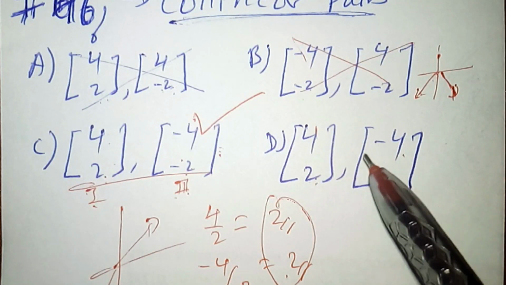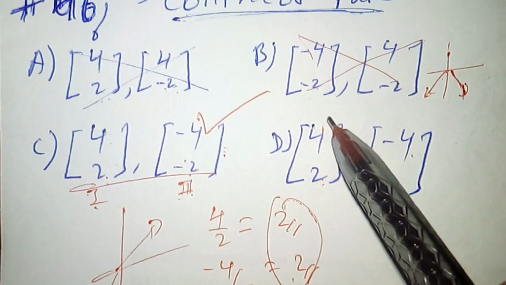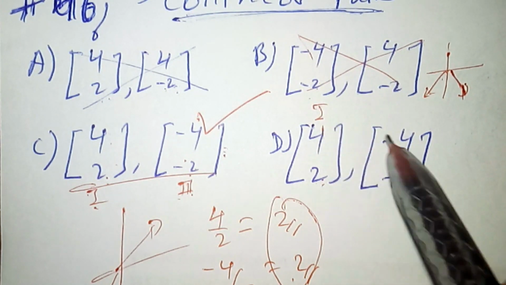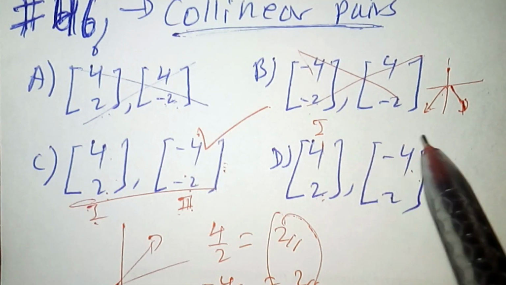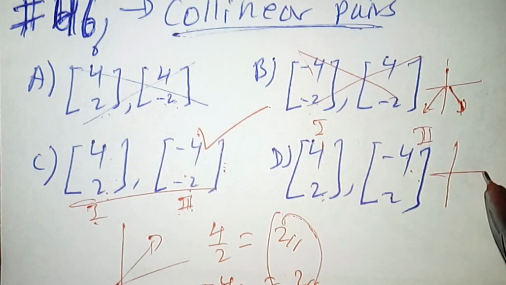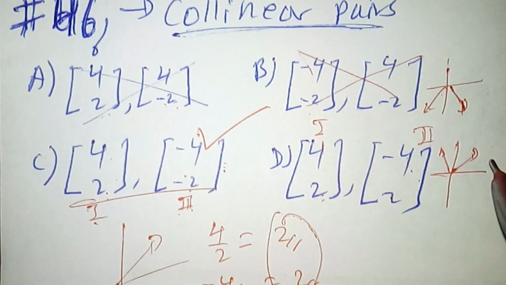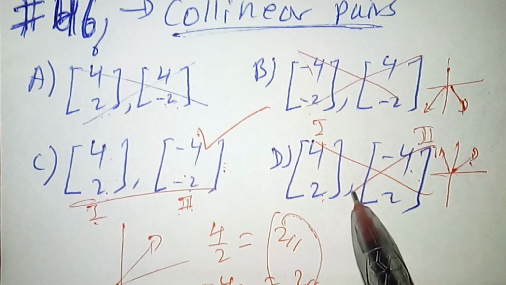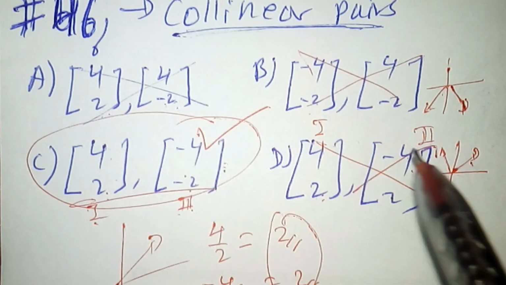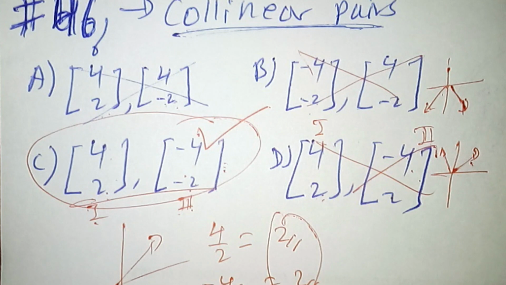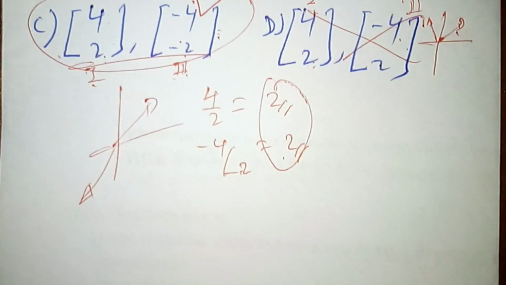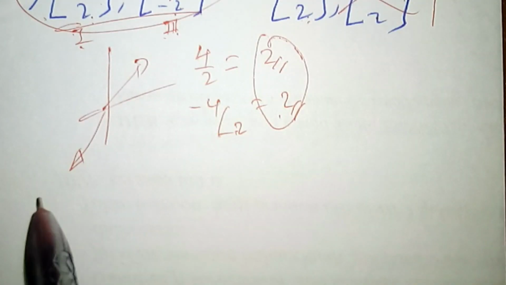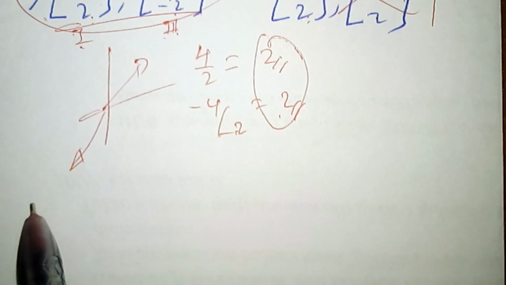When we come to alternative D, the first vector exists in the first quadrant and the second vector exists in the second quadrant. So first and second quadrant has no possibility to be collinear with each other. So there is no possibility here. So the only alternative which fulfills the condition of collinear is alternative C. You can also test the vectors on alternative C by using the collinearity test, that is by cross product.